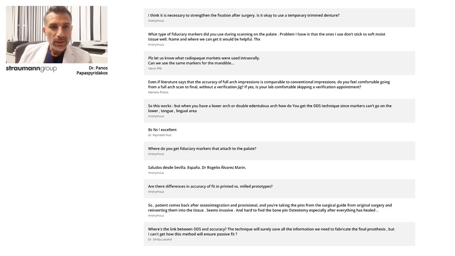Hello to Spain. Hello to different countries. Are there differences in accuracy of fit in printed versus milled prototypes? There is absolutely no difference. This is unpublished data, but we don't need publications for anything. That's based on my clinical experience. We do a very large amount of reconstructions, full arch cases with digital approach. A lot of the times, even for us to check, we use printed and milled prototypes. No difference.